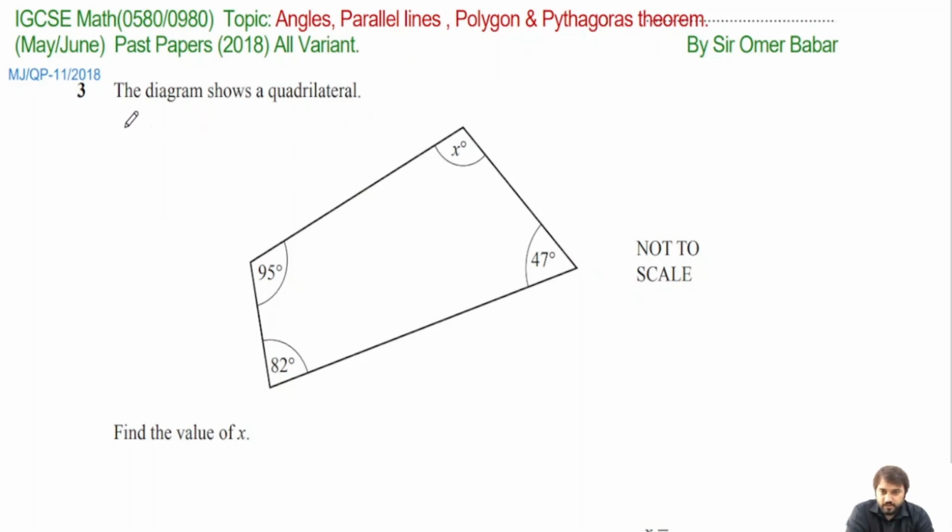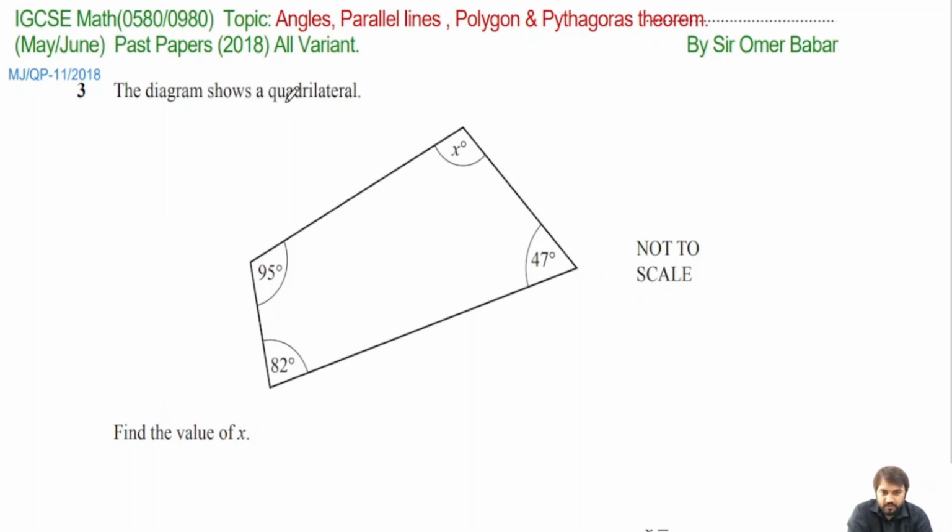So let's start. Our first question is question 3 that appeared in 2018. The question paper was 1 and the variant was also 1. Question says the diagram shows a quadrilateral. Here we have this diagram, that is the quadrilateral. We need to find the value of x.